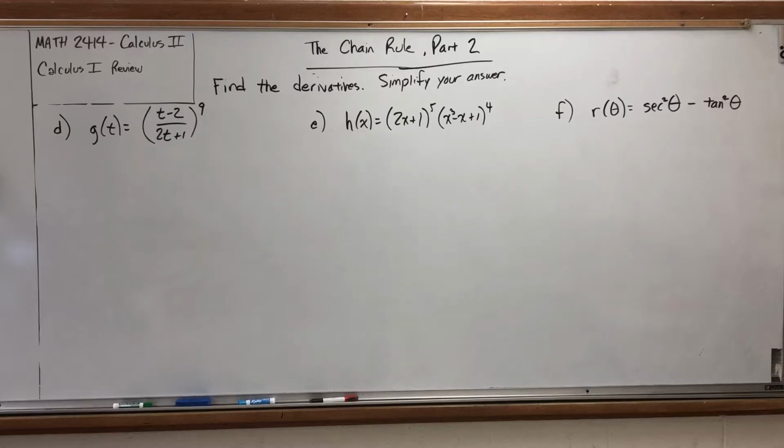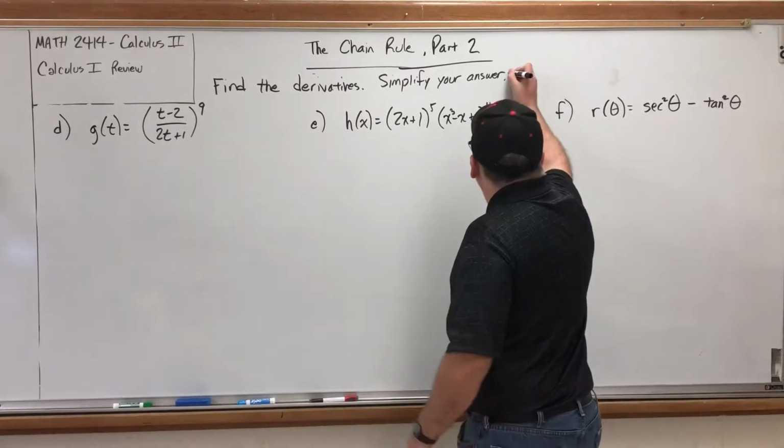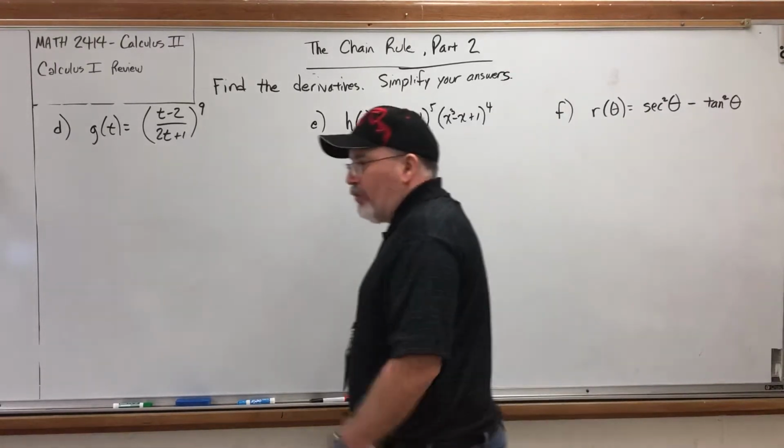Math 2414, Calculus 2, Calculus 1 Review. The chain rule, part 2. Find the derivatives, simplify your answers. You'll notice this picks up with D because in the previous video we did A, B, and C.